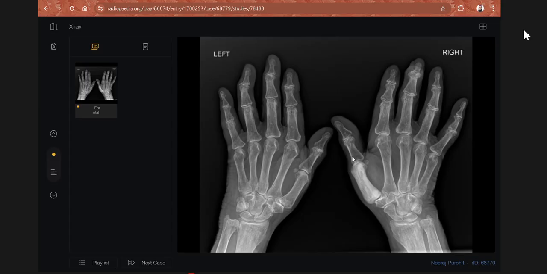You described that there is sclerosis, expansion, and coarsening of the trabeculae. So your differential was psoriatic arthritis. Other differentials you mentioned, but the main thing in this case is the cortical expansion, cortical thickening with coarse trabeculae. So in which disease are these things present?